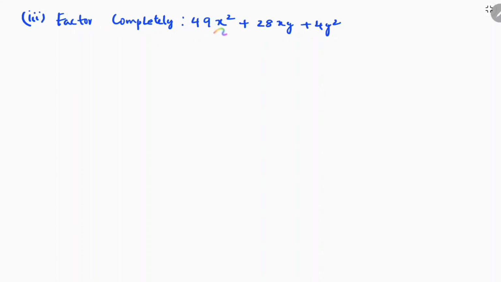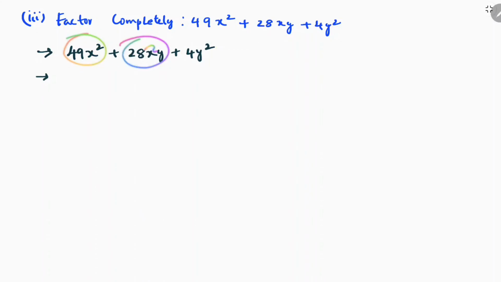Factorize completely 49x square plus 28xy plus 4y square. So here the question is 49x square plus 28xy plus 4y square. If you observe carefully, here it is a square because (7x) whole square, and this is (2y) whole square. So there are high chances that we can directly use the identity a square plus 2ab plus b square, but we need to check for 2ab.